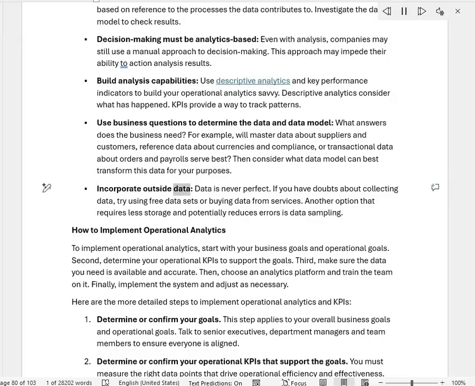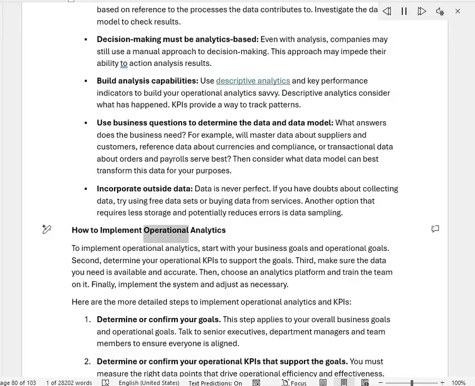Incorporate outside data. Data is never perfect. If you have doubts about collecting data, try using free data sets or buying data from services. Another option that requires less storage and potentially reduces errors is data sampling.